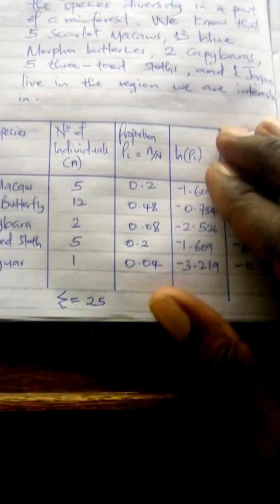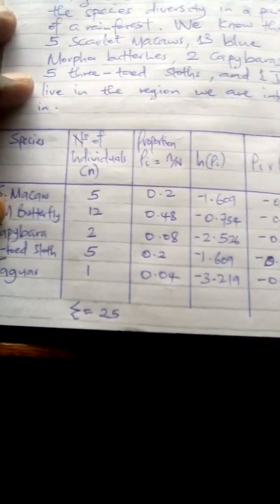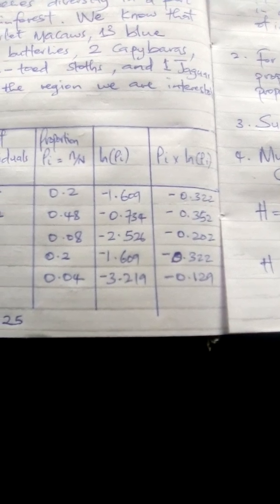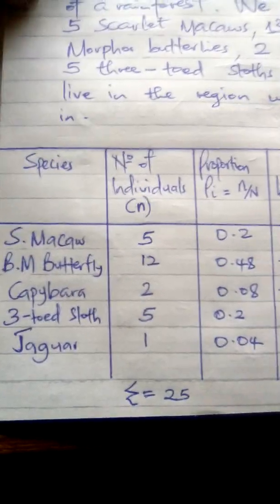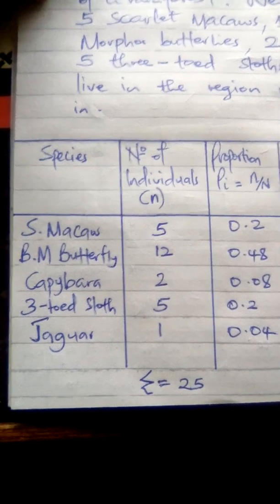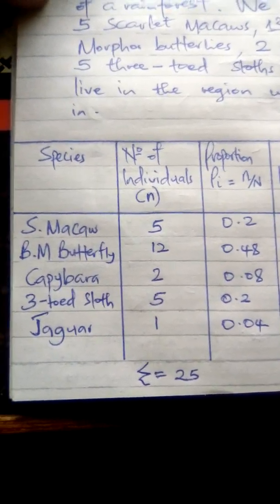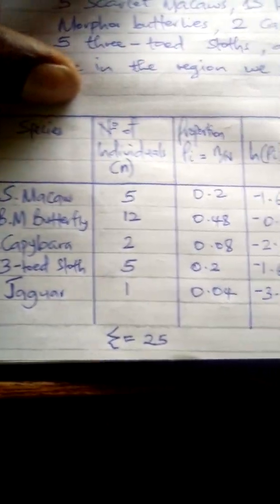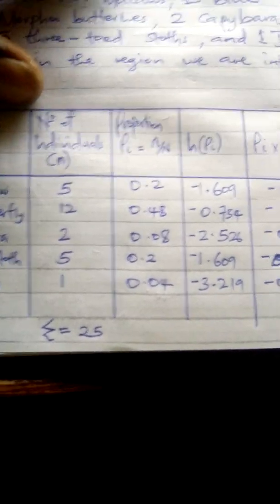And then here is a simple table that you should draw to make your work systematic. We have the species, we have the number of individuals expressed as small n, and then we have the proportion, which is pi, expressed as n over capital N, and then we have in brackets pi, and then pi times log pi. We write down the various species that we have got, and you can read them over. We put there the values and the number of individuals. Let's leave it there a bit.